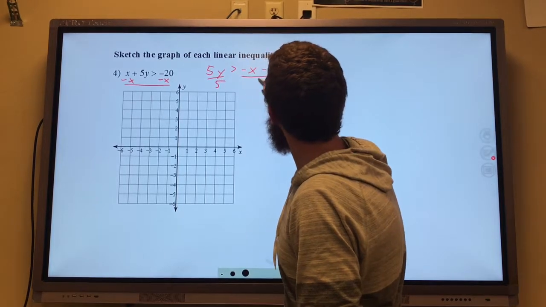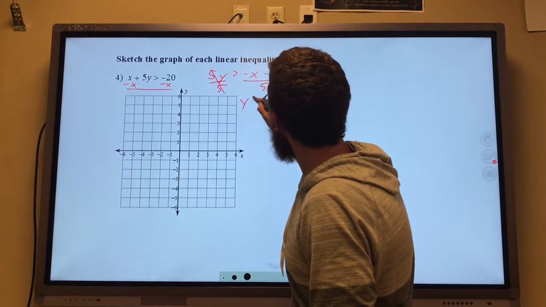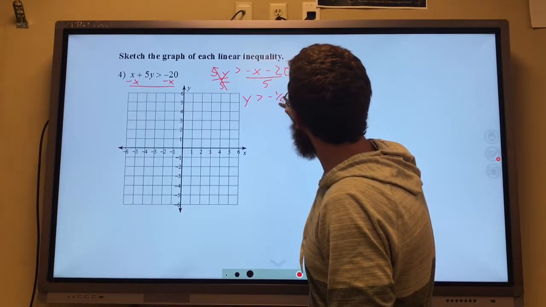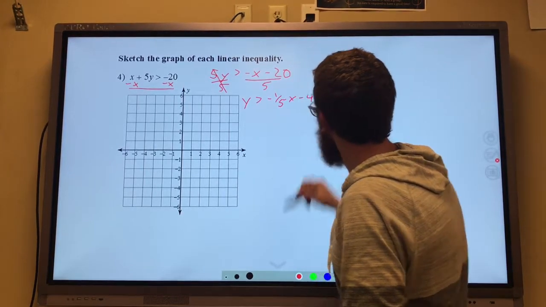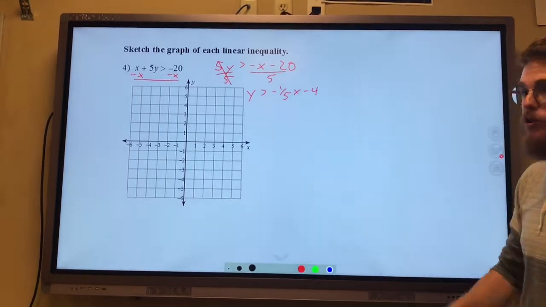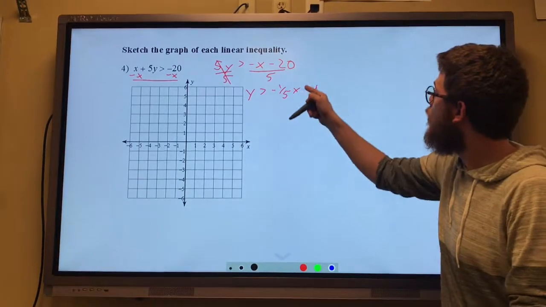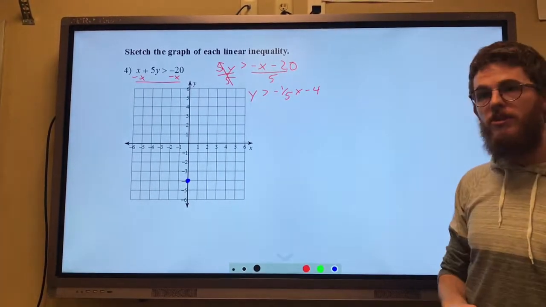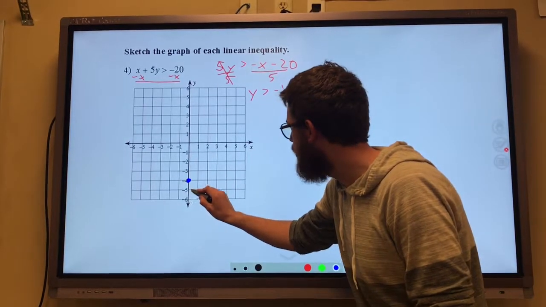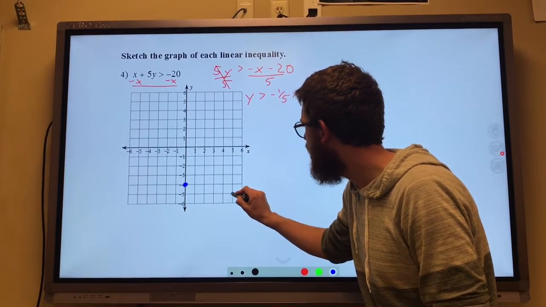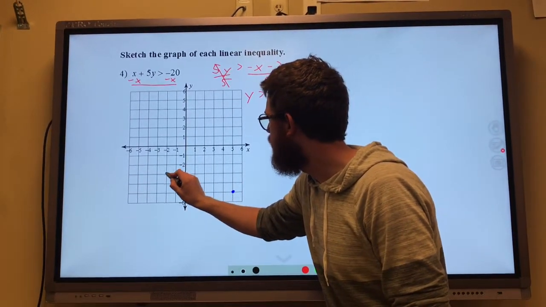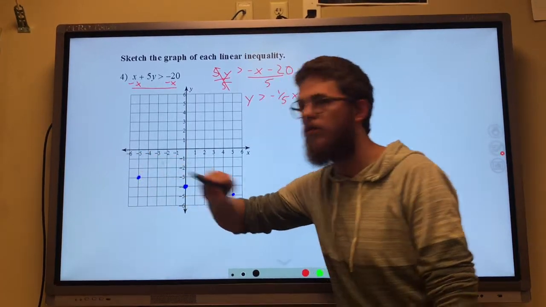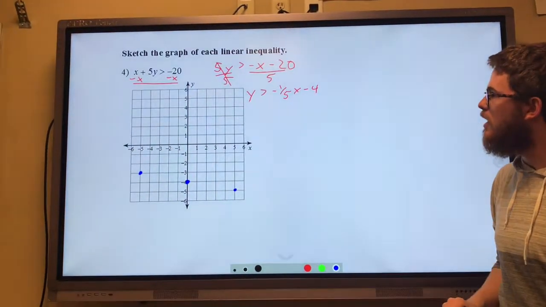Divide both sides by 5. And y is greater than negative 1/5 x minus 4. Well, to graph this, we know our y-intercept is negative 4, and we know the slope is negative 1/5. I'm going down 1, over 1, 2, 3, 4, 5, and I could plot 1, 2, 3, 4, I have a point over here on the left side too.